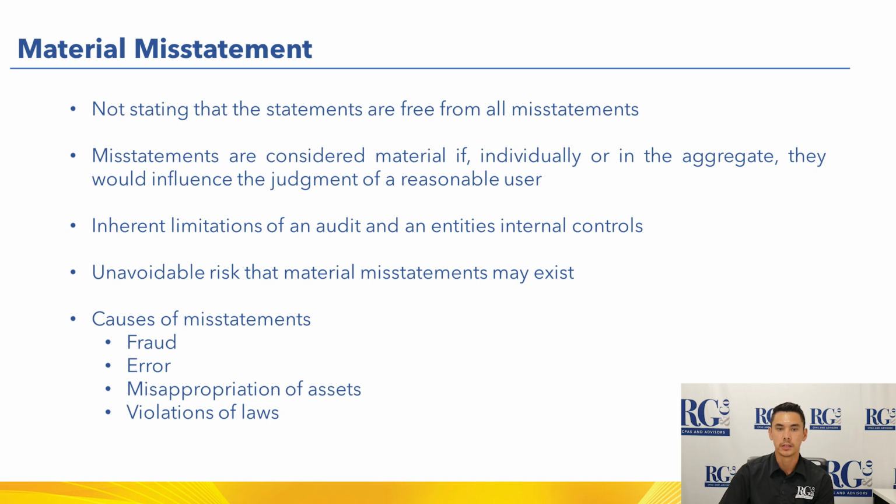Below, I've also included a list of some of the reasons why misstatements could exist in the financial statements. The first is fraud. You could think of collusion, where you have two or more parties involved in defrauding an organization. The next is error. You can think of a bookkeeping error where an employee enters an amount incorrectly in the general ledger. Next, we have misappropriation of assets. This could be an employee stealing cash from a petty cash drawer. And lastly, we have violations of law or governmental regulations.